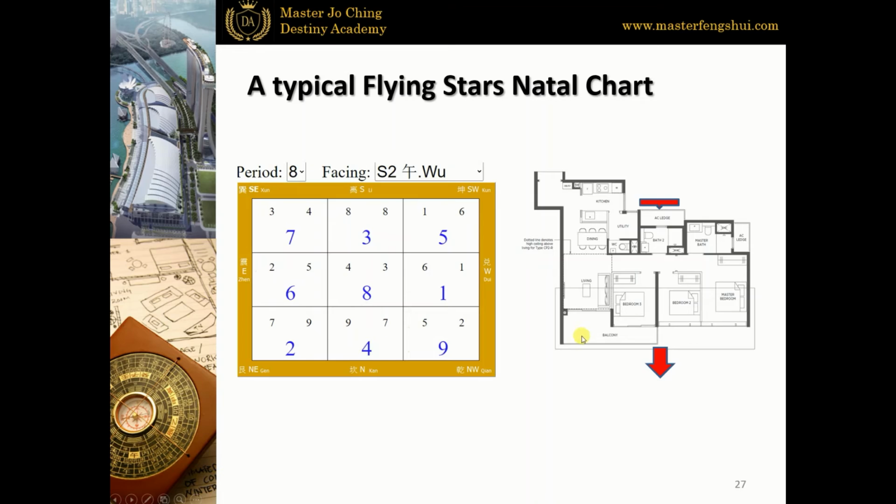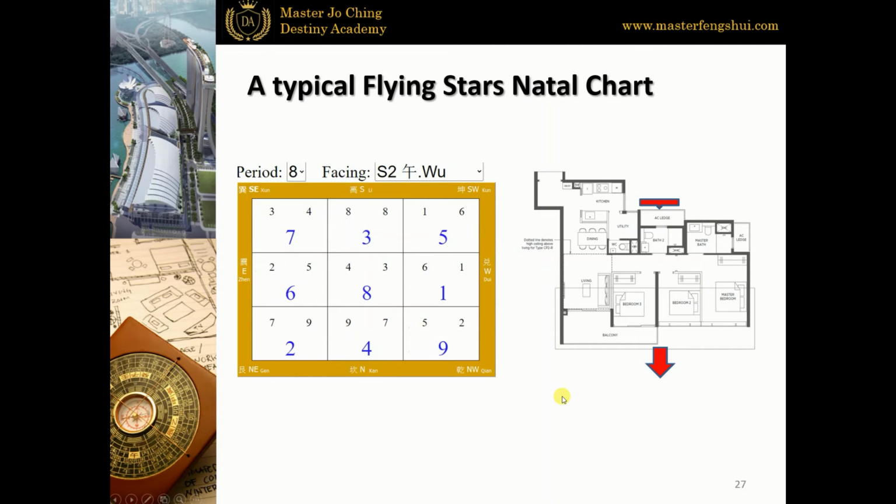Like in this case, in Singapore, we'll take the balcony. And then, of course, the opposite will be the sitting. So facing direction, sitting direction. And in order for you to plot the flying star chart, let me recap. You need the period number. Okay, you need the facing direction.